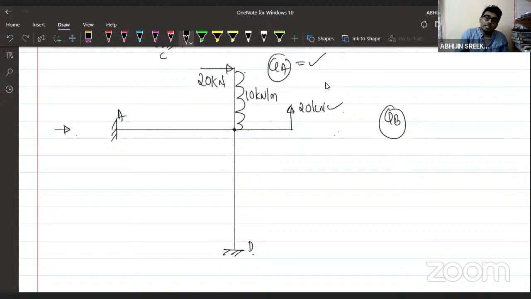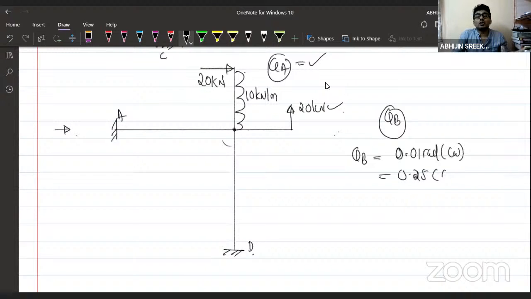So the nature of moment is also important. Sometimes in the options, the theta B value will be given as something like this. Maybe, who knows, 0.01 radians in the clockwise direction, 0.25 radians in the anti-clockwise direction. If direction is also involved, the direction of moment will also be important. And of course, if you are not considering the direction of the moment, clockwise or anti-clockwise, you will not get the correct bending moment at this point. You have to be very careful about the type of loading given in the question.